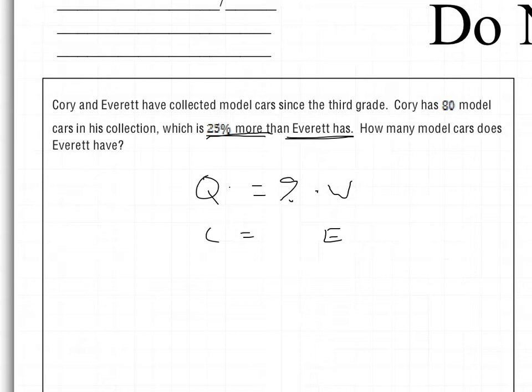25% more. If we're talking about the number of model cars, we're looking over here. It tells me how many total model cars. That means we're looking with final amounts. So I need a final percentage, which means my percentage here is going to be 25% more, or 125%.